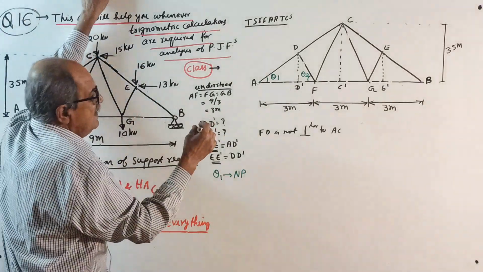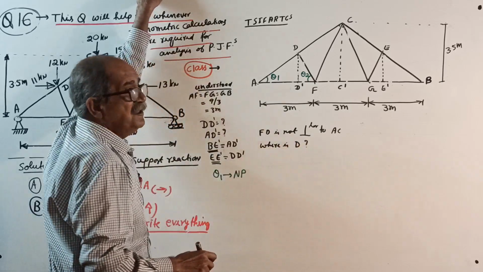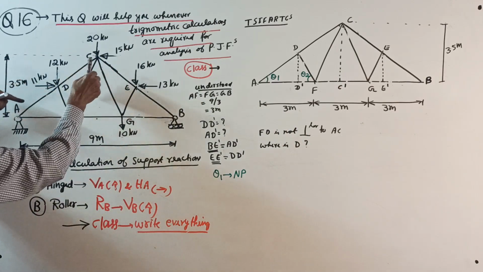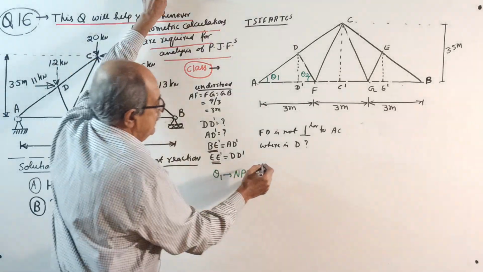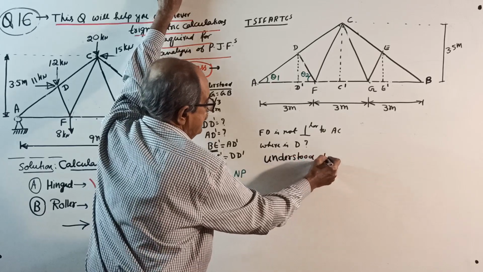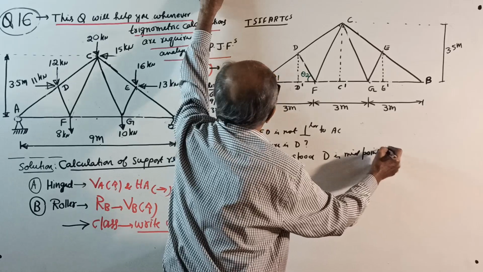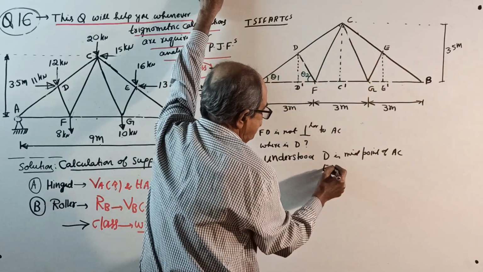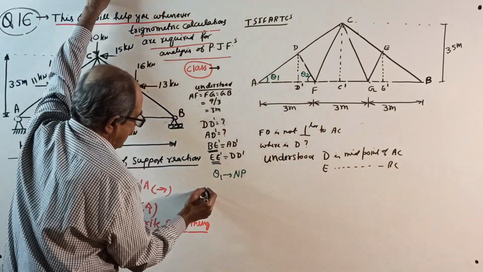Then where is D? Oh, understood. See here correctly. Understood that D is the midpoint of AC. Same way, E is the midpoint of BC. Understood?